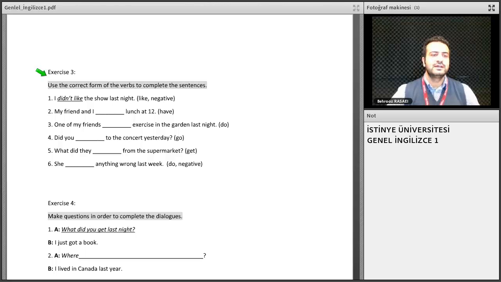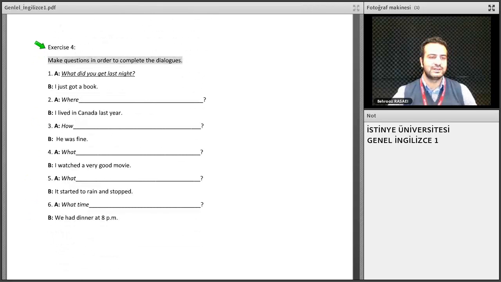Exercise 3, use the correct form of the verbs to complete the sentences. So negative, affirmative, affirmative, question, question, negative. For the first one, I didn't like the show last night. The main verb is like. It is negative. We need to use didn't. So didn't like, verb 1. And you need to do 2 to 6.